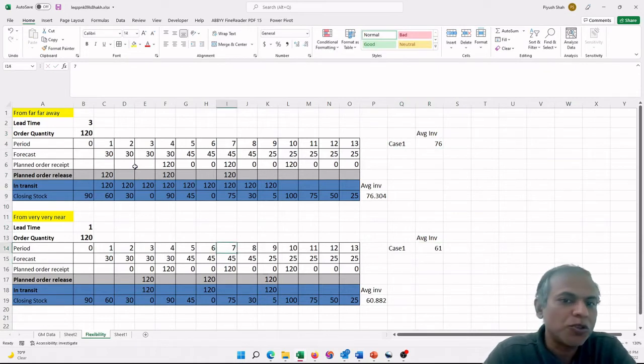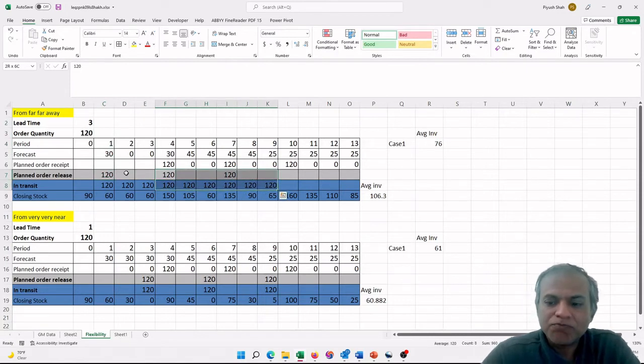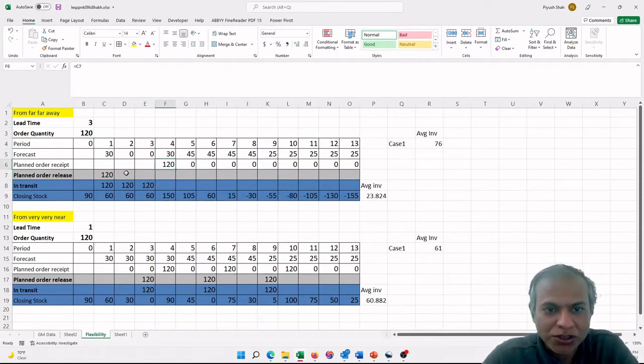Now let's suppose due to some disturbance the demand in my country drops to 0 for the next second and third week. After that it'll go back to normal. I've already placed this order, the first order in the first week. I've already placed this order here. I can't do anything, it's already in transit, but I can do something about everything else. So I'm going to try and change those future orders, right?